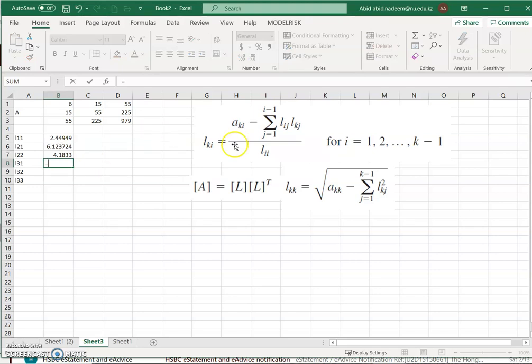Now L31 is equal to this term. A31 will be here, minus, so now it is 3 and 1, i is equal to 1, so this summation term will be 0, so there is no summation over here. It means it will be B3 divided by L11. L11 is this, so it will be 22.454.